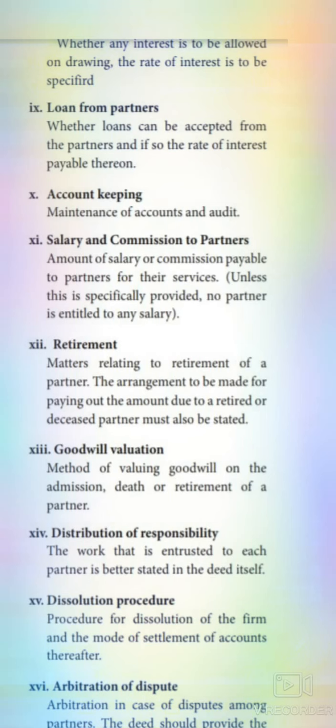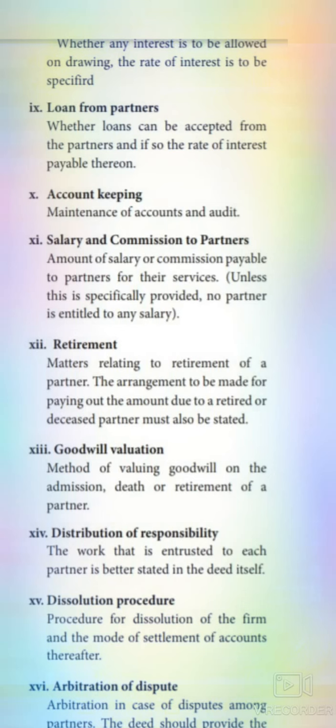Okay, and the next one is retirement. Suppose any procedures relating to the retirement of a partner. So what arrangements should be made when the partner is retired and the amount due to the partner to be settled, or in case of a deceased partner, இறந்து போயிருந்தால், how they can settle the amount, everything should be mentioned in the partnership deed. Next one is goodwill valuation. That is the method of valuing the goodwill in case of admission, death or retirement of a partner should be mentioned in the partnership deed.